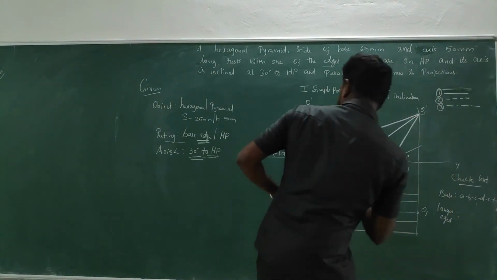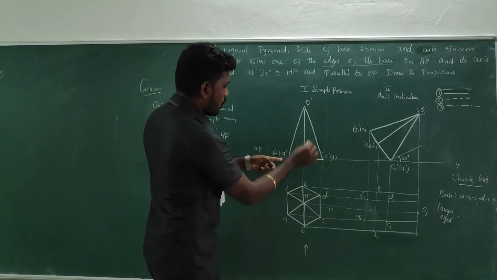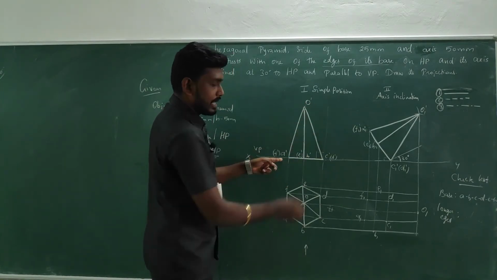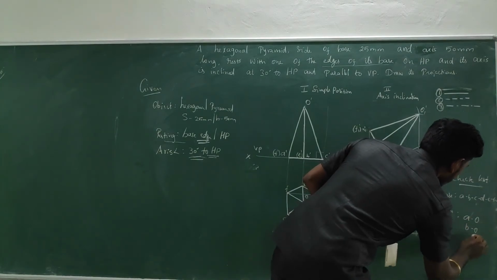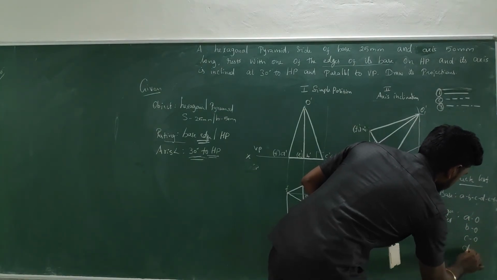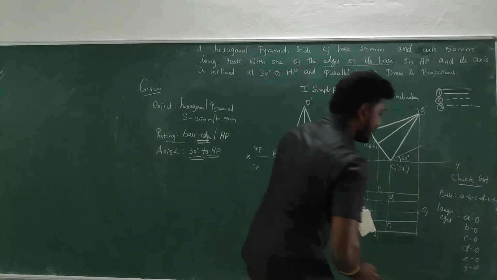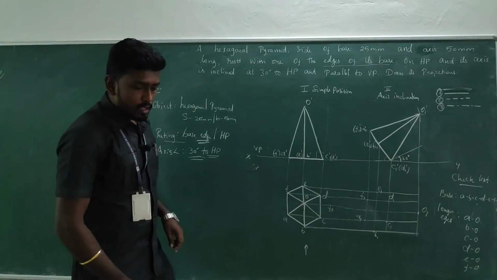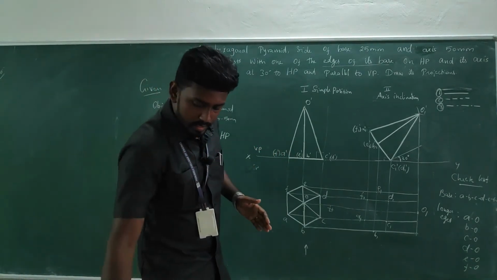That means A to O, B to O, C to O, F to O, then E to O, then D to O. A to O, B to O, C to O, then D to O, E to O, and F to O is a long edge connection. Okay, so first step, we know always the boundary should be closed.